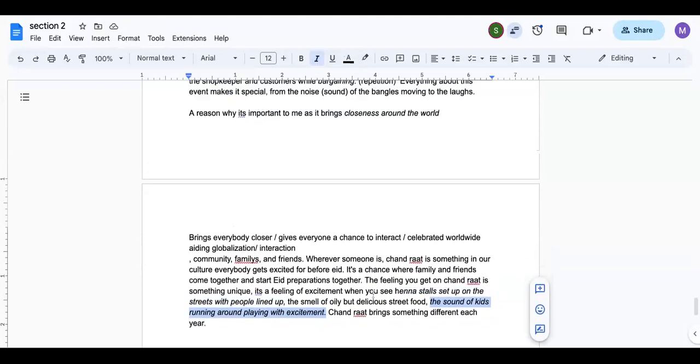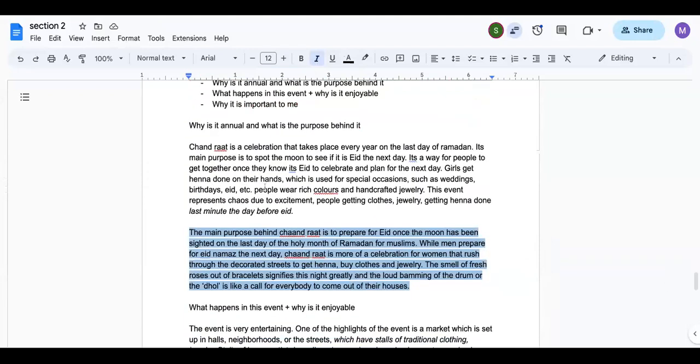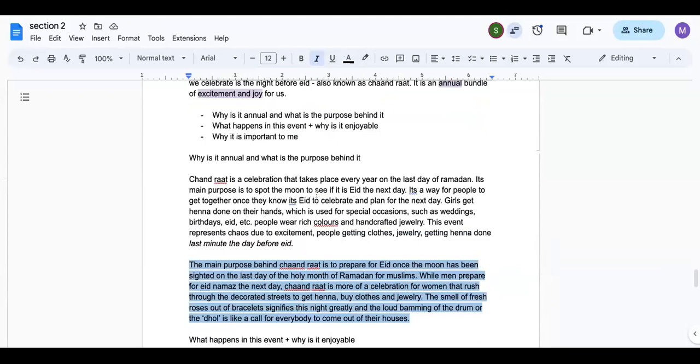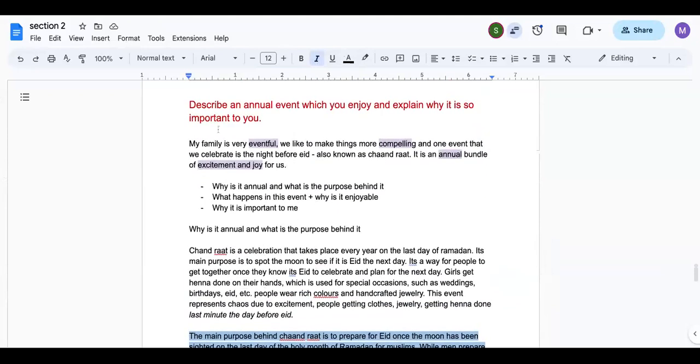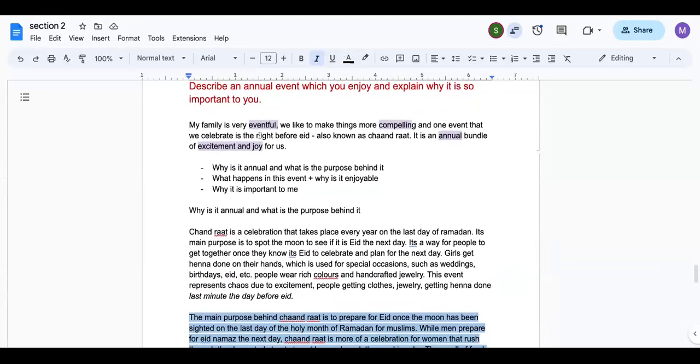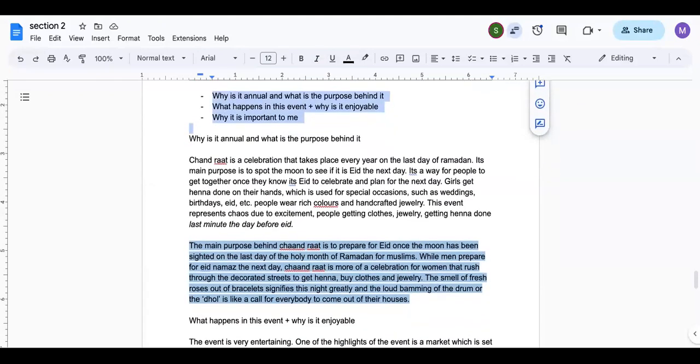The topic, again, was describe. So according to the topic, you have covered all of the pointers, in the sense that yes, you have described what this annual event looks like and you have explained why it is important to you. The three things that you need to work on: first, again, to formulate your content pointers so you know where to write what. The second one is that you need to do better with your sentence structure.